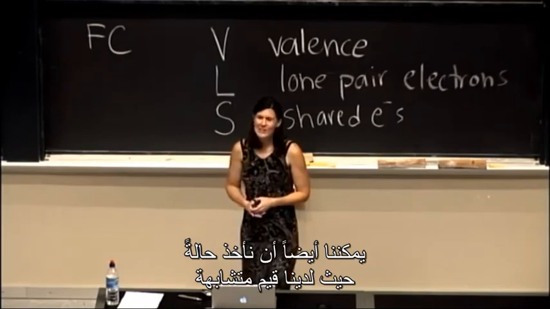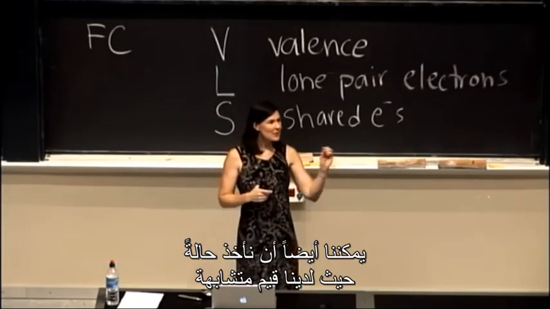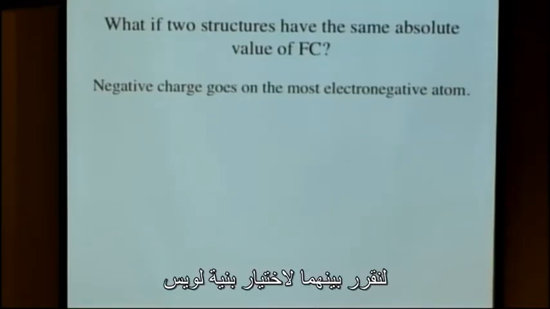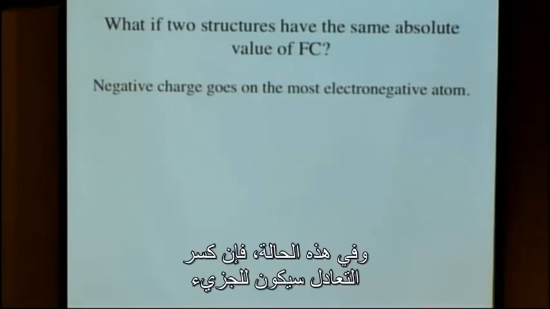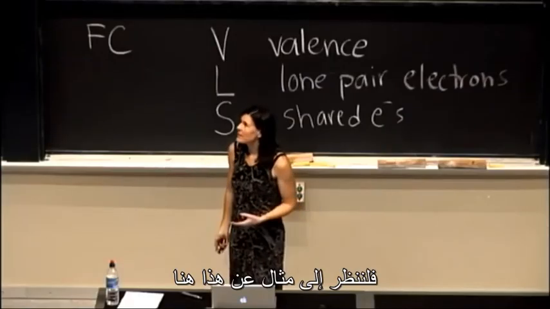We can also get into a case where we have similar absolute values of formal charge between two different molecules we're deciding between in their Lewis structures. In this case, the tiebreaker goes to the molecule in which the negative charge is on the most electronegative atom. So let's look at an example of this here.